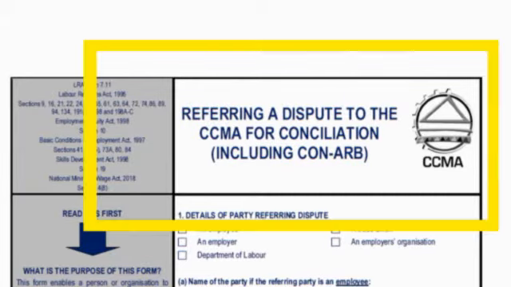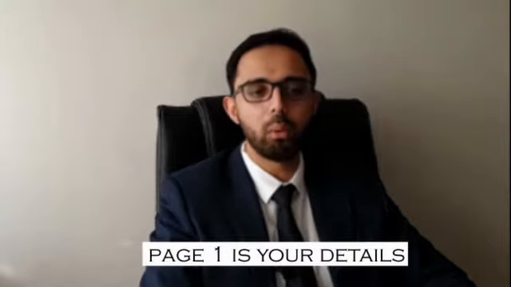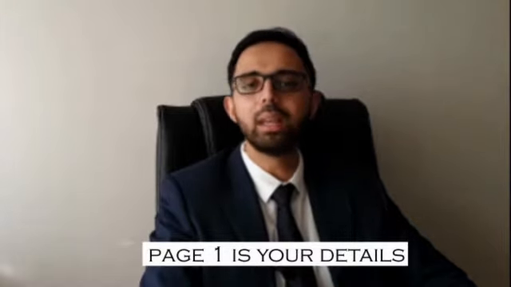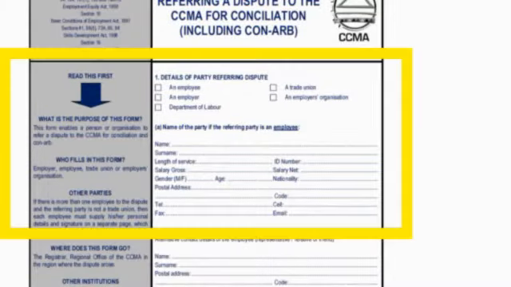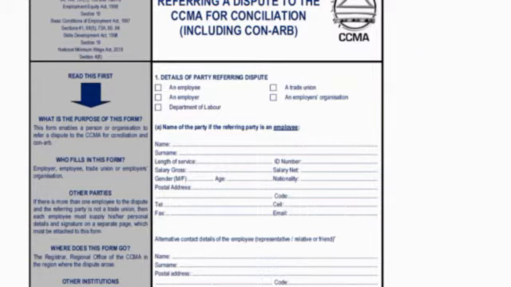Let's have a look at page 1. The heading would be referring a dispute to the CCMA for conciliation, including con arb. In essence, page 1 is about your details. You would tick whether you're an employee or an employer or any other section that applies to you. Since you are referring the case, you need to fill in this part here. The details are quite self-explanatory: your name, surname, length of service, your salary at the time, alternative contact details.